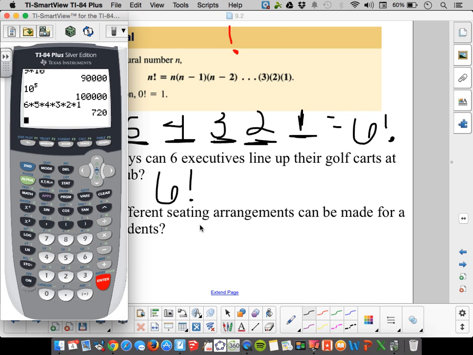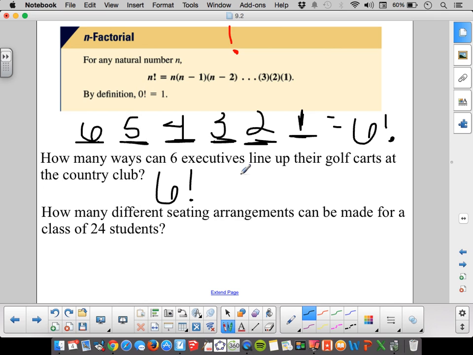And we get 720. So there are 720 different combinations. How many different seating arrangements can be made for a class of 24 students? That means we have 24 different positions in a class, and we want to know how many arrangements are possible.